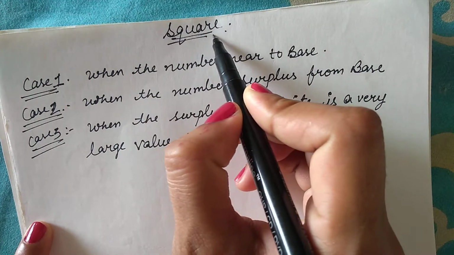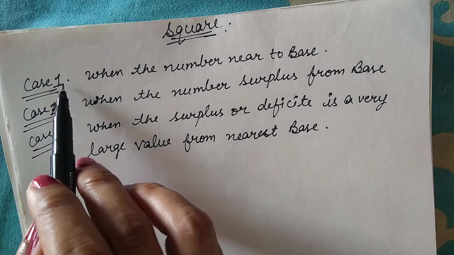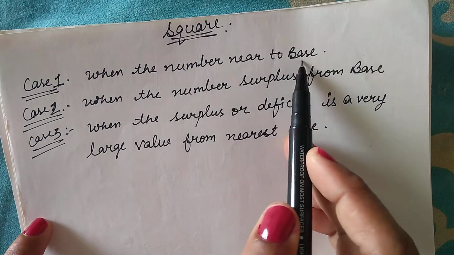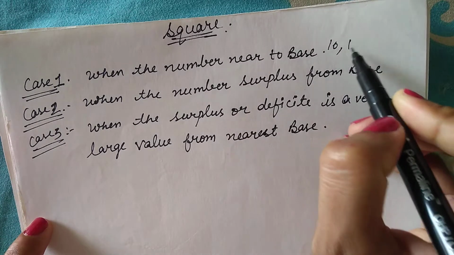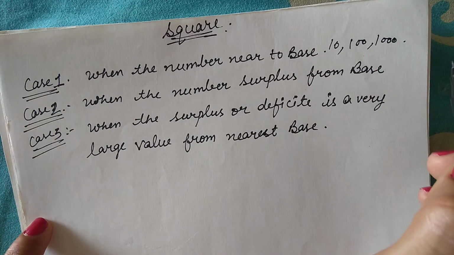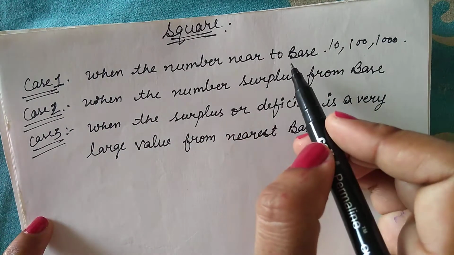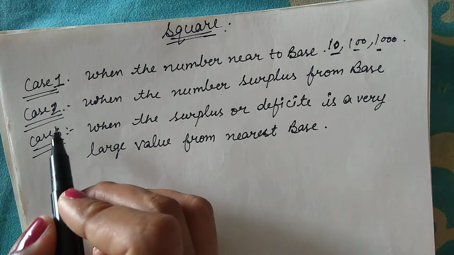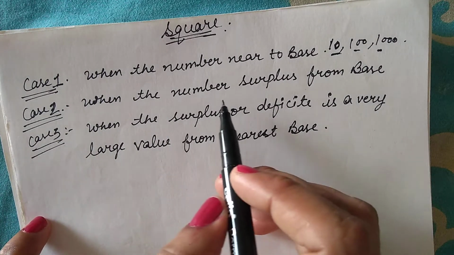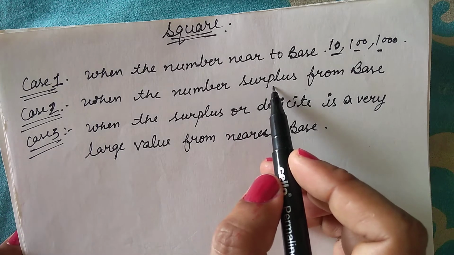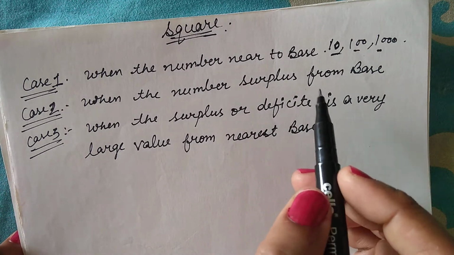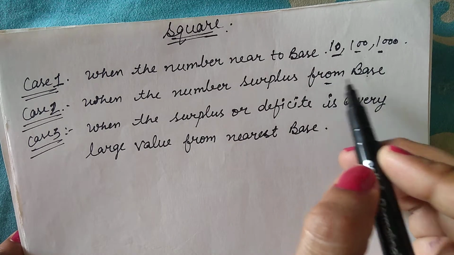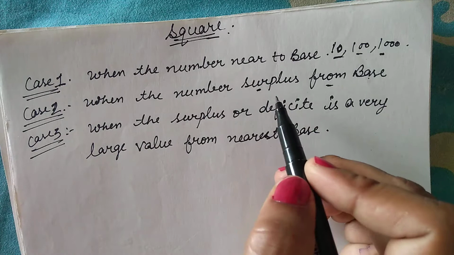In this topic, we will discuss three cases. In case 1, we will discuss numbers which are near to a base like 10, 100 and 1000. And in the second case, we will discuss numbers surplus from the base. Here the bases are the same, 10, 100 and 1000, but in this case the numbers are surplus, more than the base.